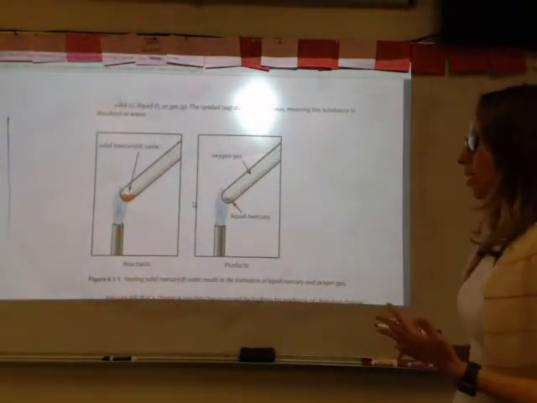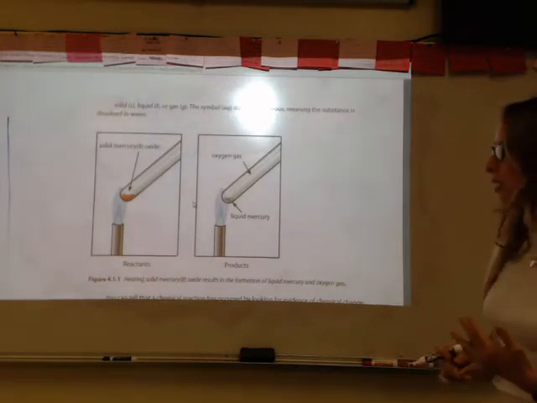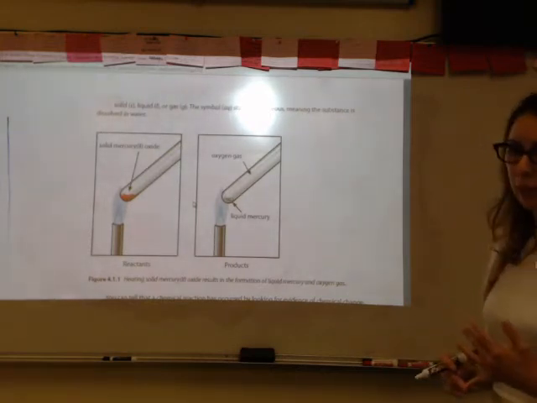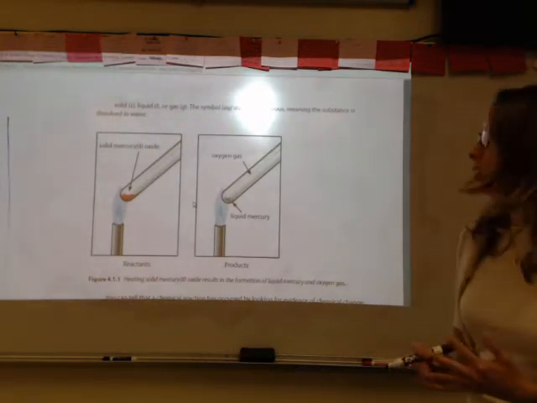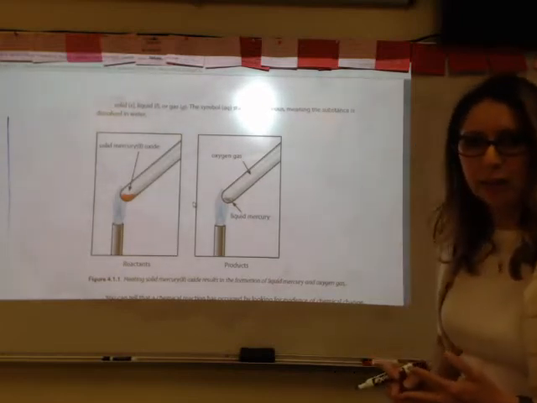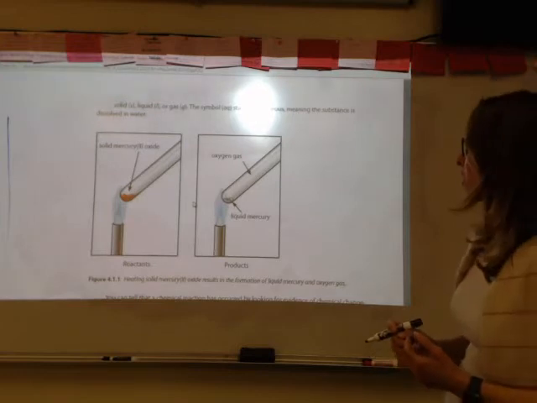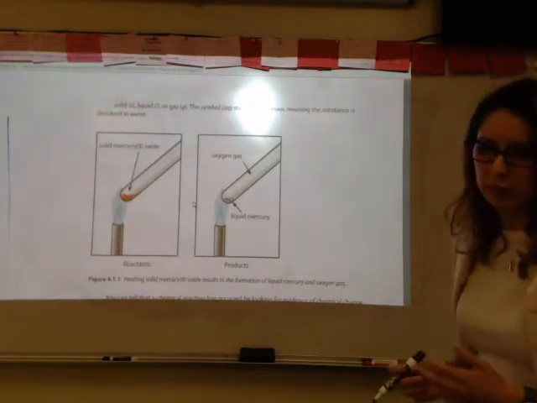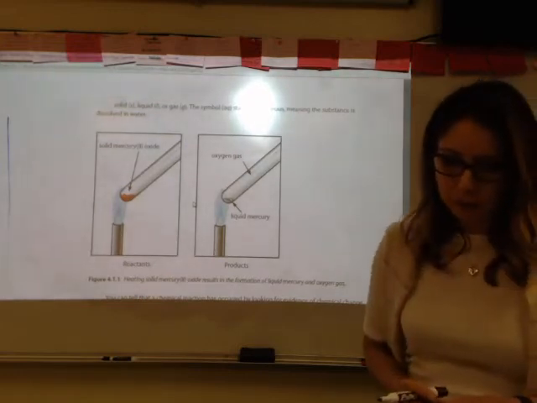The symbol S, in parentheses, after a chemical formula indicates that it's a solid. The script L indicates it's a liquid. A lowercase g indicates that it's a gas. And the symbol AQ stands for aqueous, which means it is dissolved in water.